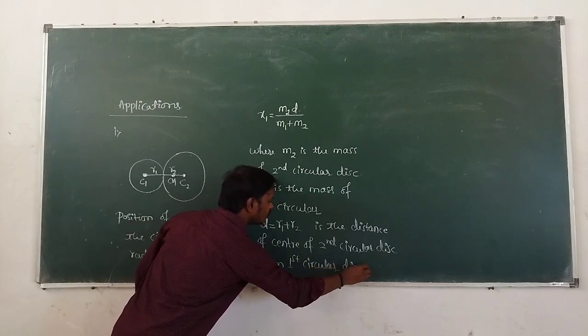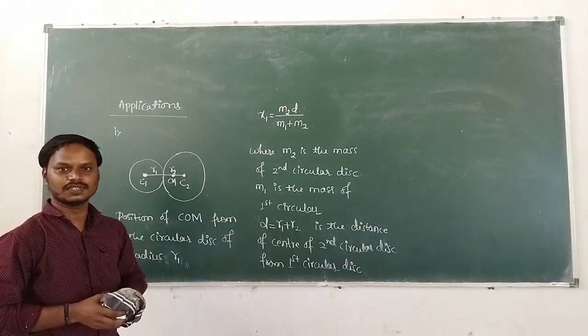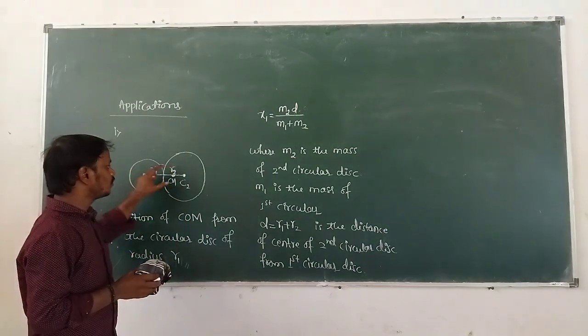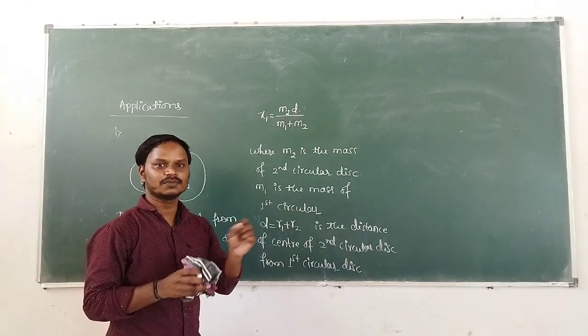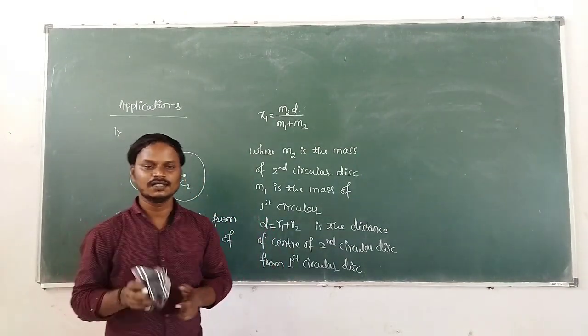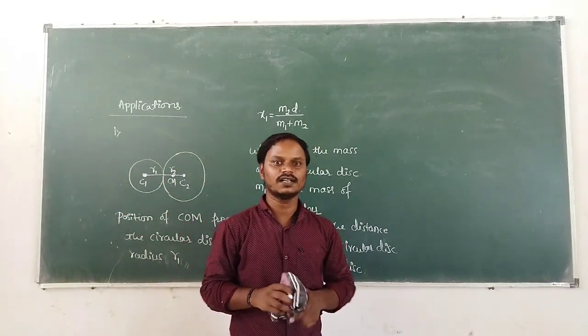So our aim is to find the mass of the first circular disc and also the mass of the second circular disc. Here circular means it is a plane, a two-dimensional object. How to find the surface area of the circular disc? That is pi r square. Already you know the area of a circle is pi r square.